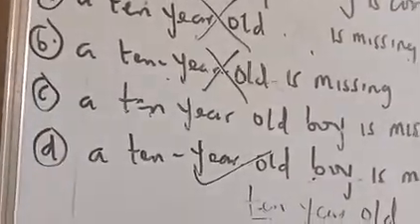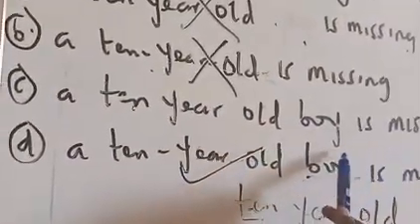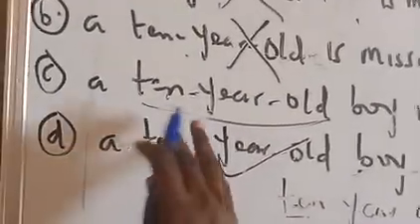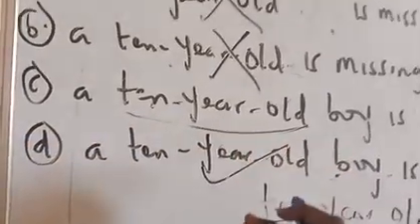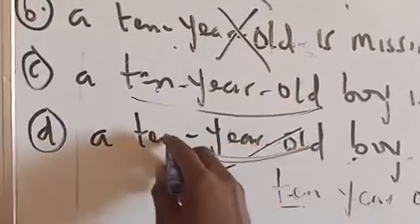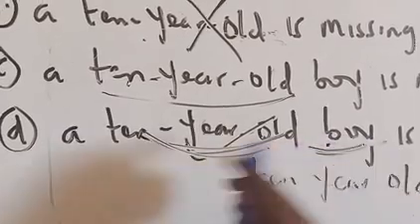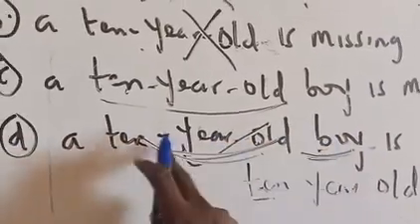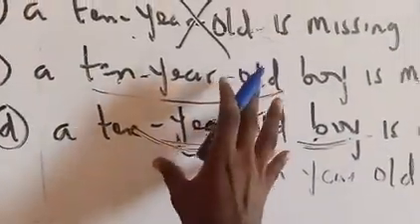So, a 10-year-old boy is missing. In this other one, nothing is bringing the words together. It's supposed to have hyphens here. Hope you understand. So this is the correct one, because the hyphens bring the adjective together and make it one. This 10-year-old is qualifying the boy. If you are describing this boy, you say a 10-year-old boy. Who is 10-year-old? This boy. Do you understand? So this is the correct answer.